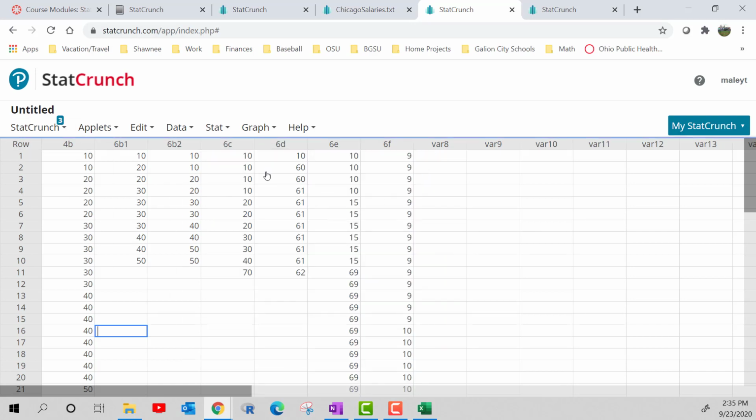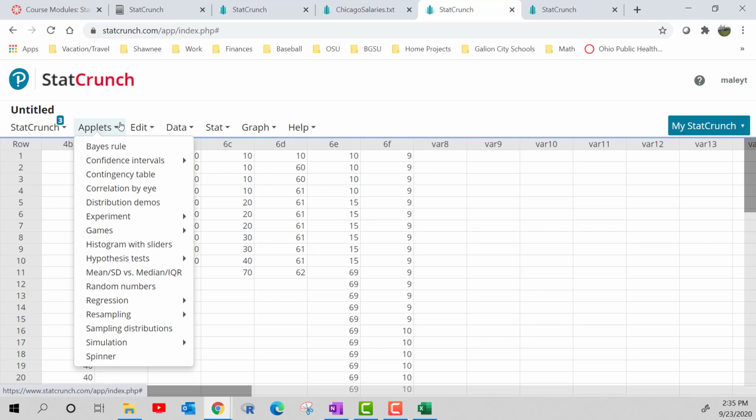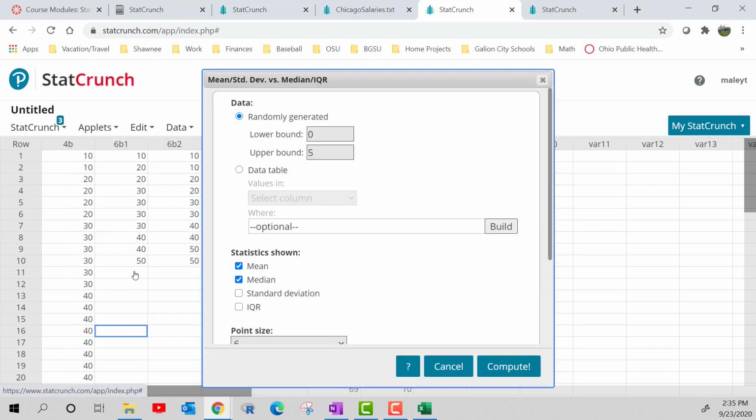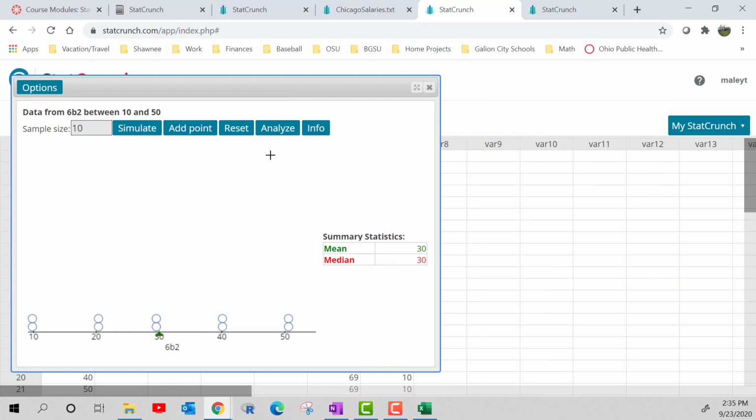And then you could do the same thing looking at 6b2, right? So if I go to the applet and then mean deviation, and then I select 6b2, hit compute. Here's the dot plot, and you can see that this is a uniform distribution, which is also symmetrical. Remember, symmetrical just means you can cut it in half and it'll be like a mirror image, roughly, right?